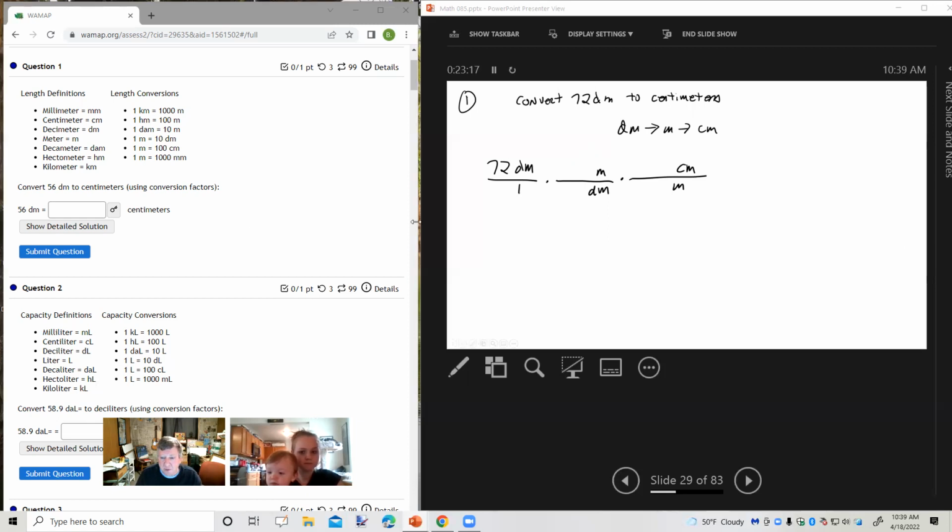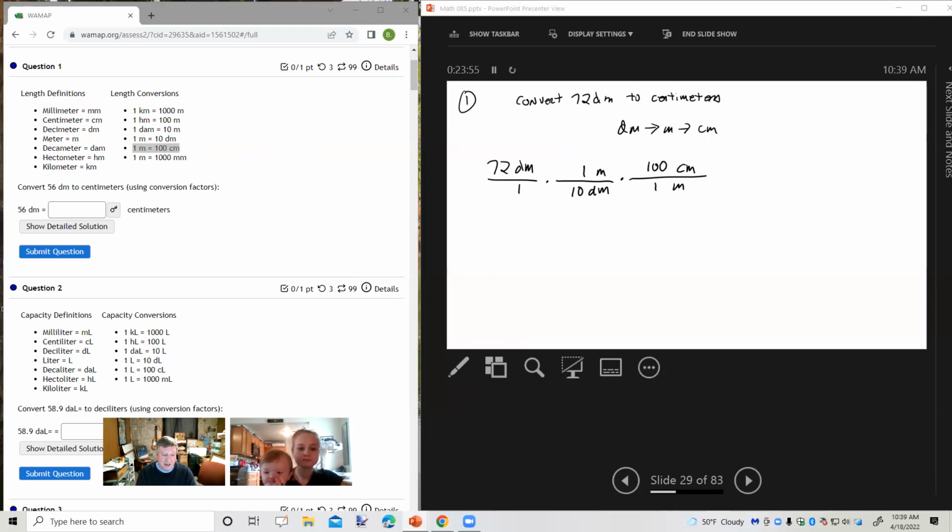So what is the relationship between decimeters and meters? Let's see. 1 meter equals 10 decimeters. So 1 meter equals 10 decimeters. Any questions about that? All right. And then I'm going to go from meters to centimeters. So 1 meter equals 100 centimeters. Again, any questions about that?